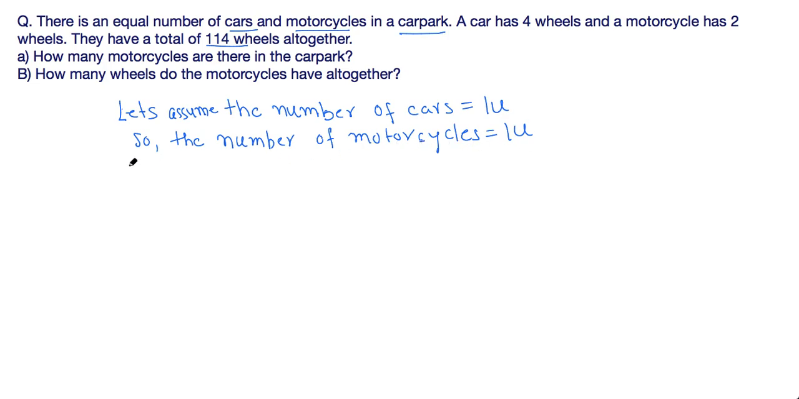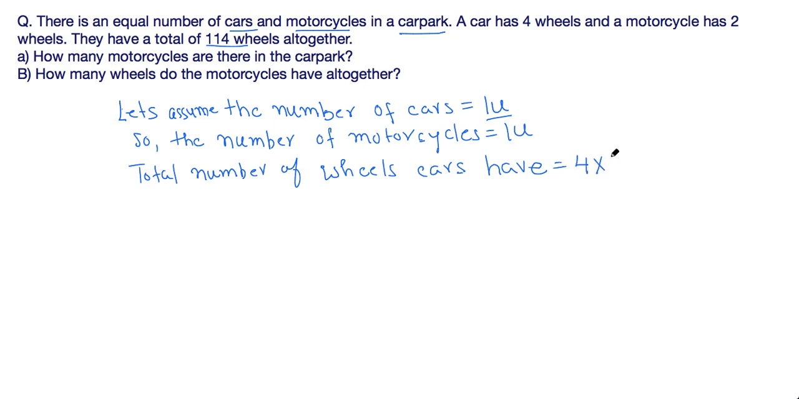Now, what is the total number of wheels cars have? See, one car has four wheels, right? Each car is having four wheels. So 1 unit of cars will have how many wheels? It's simple. It will be 4 times 1 unit, which is 4 units.